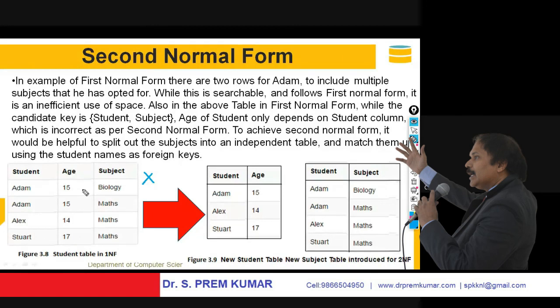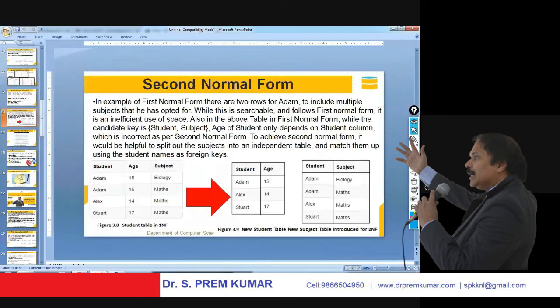అందుకని ఇప్పుడు వాట్ వుయ్ ఆర్ డూయింగ్ ఈస్ స్టూడెంట్ ఏజ్‌ని పక్కన పెట్టాం. ఆడమ్ ఒక్కసారి 15, ఎలెక్స్ 14 అండ్ స్ట్రట్ 17, అంతే. ఇప్పుడు స్టూడెంట్ సబ్జెక్ట్ టేబుల్‌లో ఆడమ్ బయాలజీ రాస్తున్నాడు, మ్యాథ్స్ రాస్తున్నాడు. ఆడమ్ ఏజ్ ఎంత? 15, ఒక్కసారి మాత్రమే. రిడెండెన్సీ పోయింది ఇక్కడ. దట్ ఈస్ ఆల్ అబౌట్ సెకండ్ నార్మల్ ఫామ్. ఐ హోప్ యు ఆర్ ఫాలోయింగ్ వాట్ ఈస్ ఫస్ట్ నార్మల్ ఫామ్, వాట్ ఈస్ సెకండ్ నార్మల్ ఫామ్.